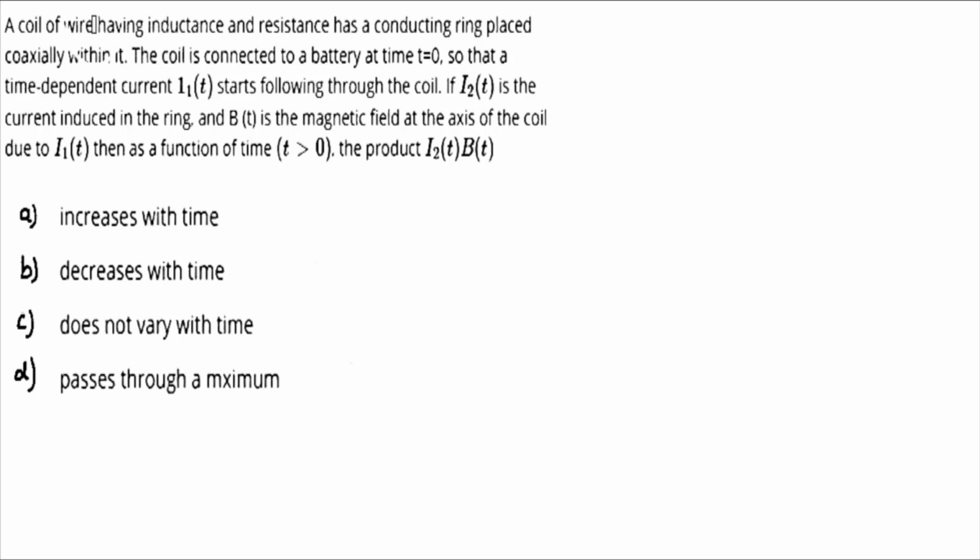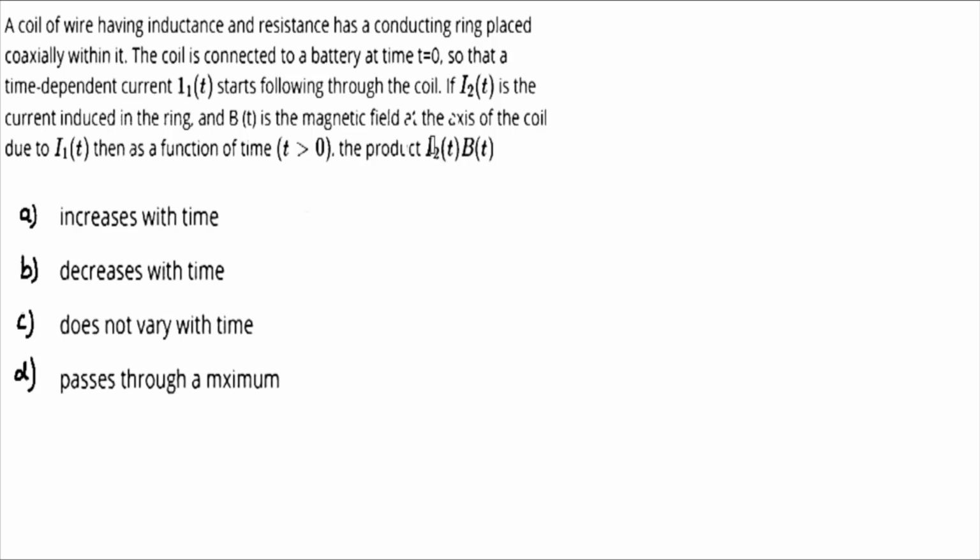Hello everyone, let us start with our question. In this question, what is given? A coil of wire having inductor and resistor has a conducting ring placed coaxially with it. Now the coil is connected to a battery at time t equals 0, so that a time dependent current I1 starts flowing through the coil. Now I2 is the current induced in the ring, and B(t) is the magnetic field at the axis of the coil due to I1(t). Now what do we need to find?